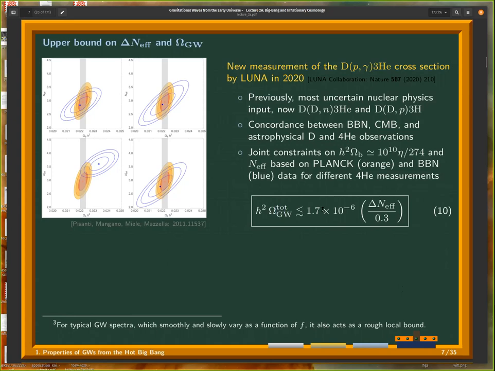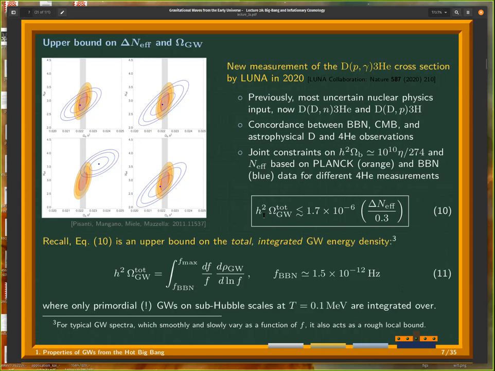That gives me an upper bound on the total energy density in gravitational waves. And you see it's tightly constrained: it cannot contribute more than a fraction of 10 to the minus 6 to the total energy density of the universe. However, it's important to recall that this equation, equation 10, is an upper bound on the total integrated gravitational wave energy density. So we just look at the entire energy that is contained in gravitational waves. That means we have to integrate this spectral energy density over a certain frequency range. And we can integrate up to very large frequencies, gravitational waves that are deep inside the Hubble horizon.